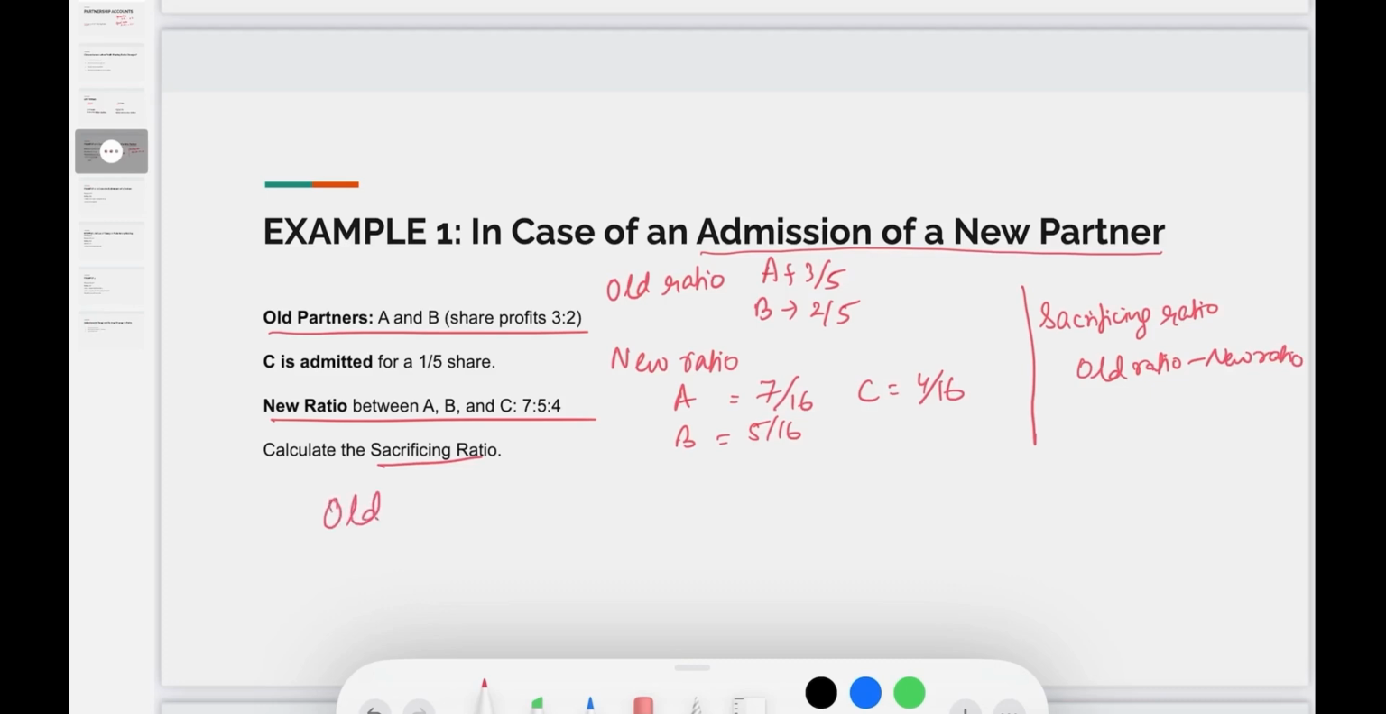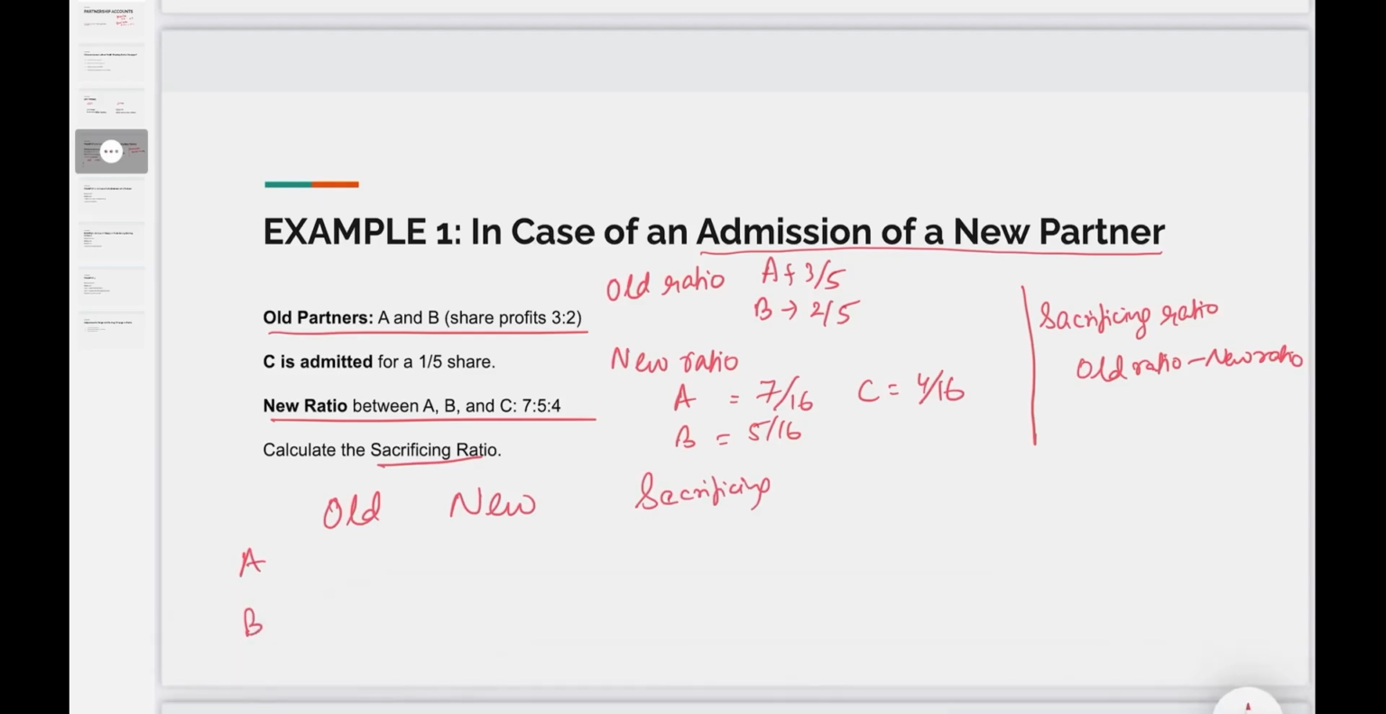So we can calculate it with the help of a table: old ratio, new ratio and sacrificing ratio. For A and B, the old ratio of A was 3 by 5, the old ratio of B was 2 by 5, and the new ratio was 7 by 16 and 5 by 16. So we need to deduct this. Here sacrificing is basically 3 by 5 minus 7 by 16 and 2 by 5 minus 5 by 16.